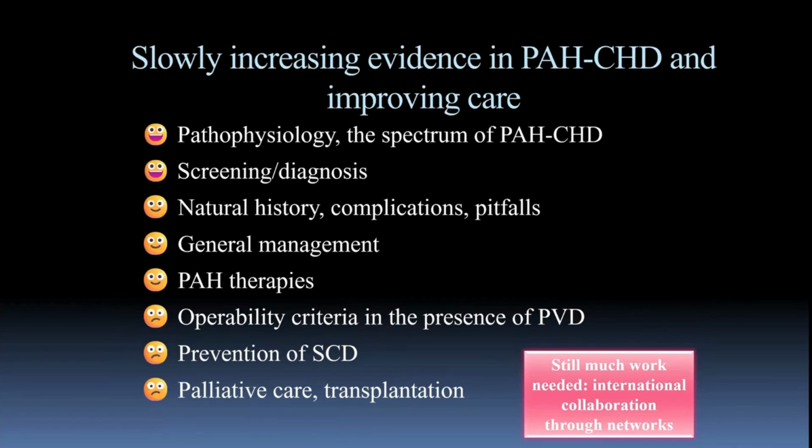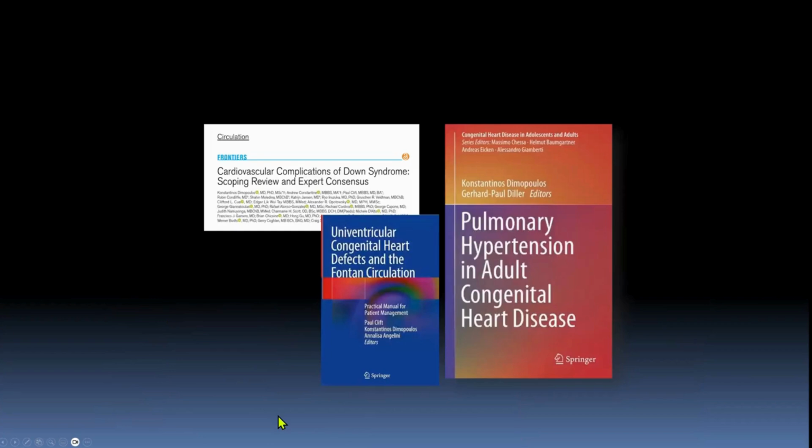So, increasing evidence. We know more about natural history. We know about avoiding pitfalls. We know about general management. We know about operability criteria, even though we're learning more and more. We need to prevent death and sudden cardiac death, and we will need to work on palliative care and transplantation for our patients. And I'm going to stop there because there's lots to discuss here. Thank you very much.